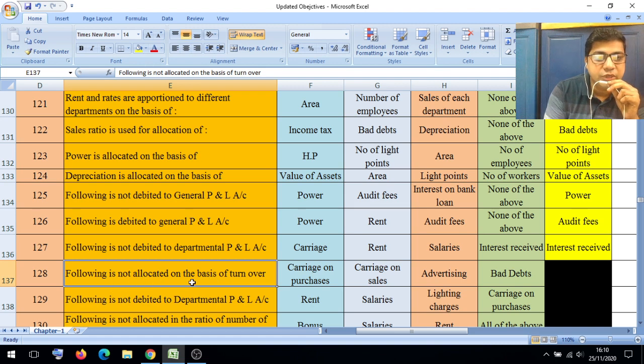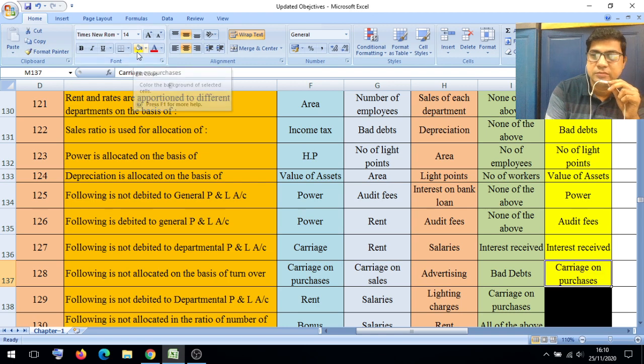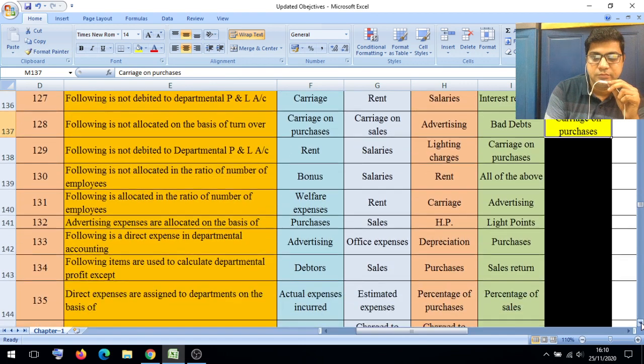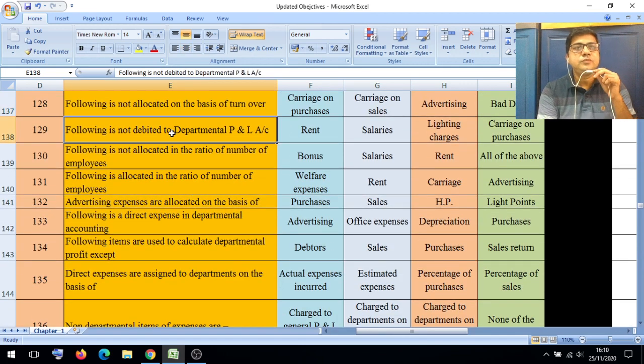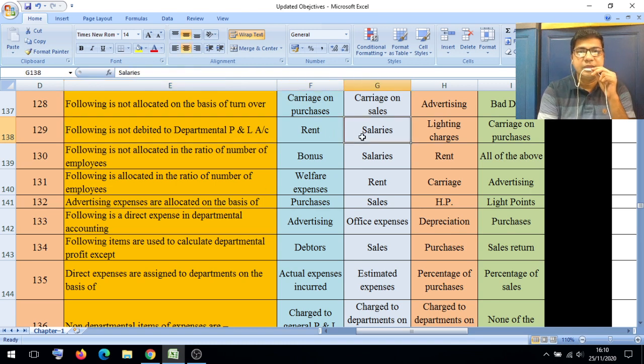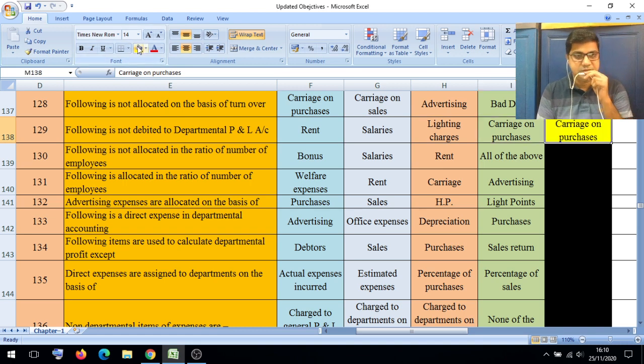Following is not an allocation on the basis of turnover. Carriage on purchases, carriage on sales, advertising, bad debts. Answer is carriage on purchases. Next, following is not debited to the departmental profit and loss account. Rent, salaries, lighting charges, carriage on purchases. Answer is carriage on purchases. It is not debited to the departmental account, it is debited to the trading account.